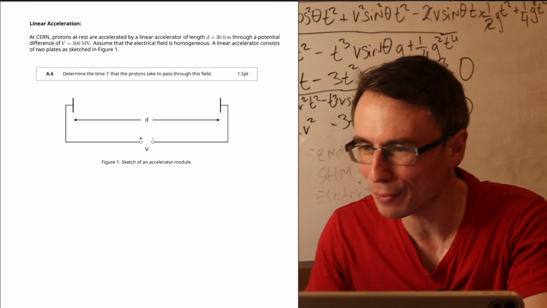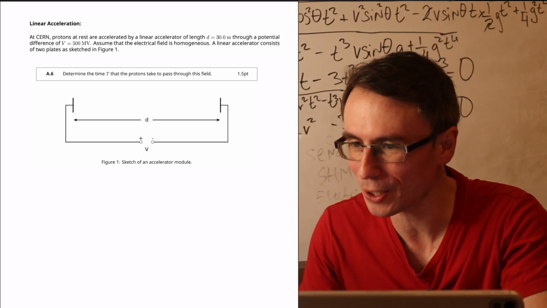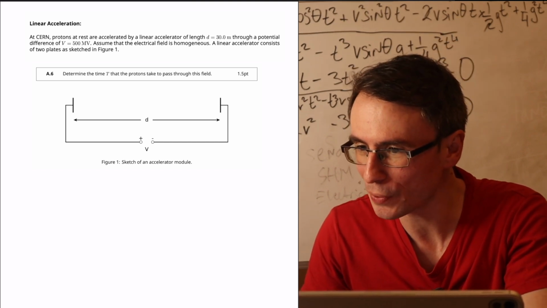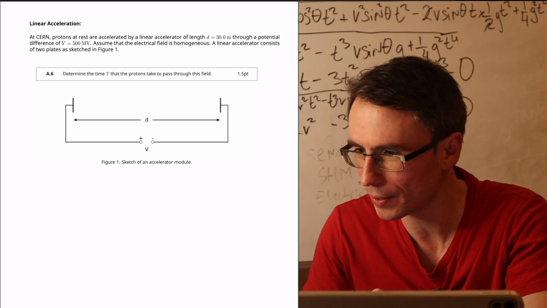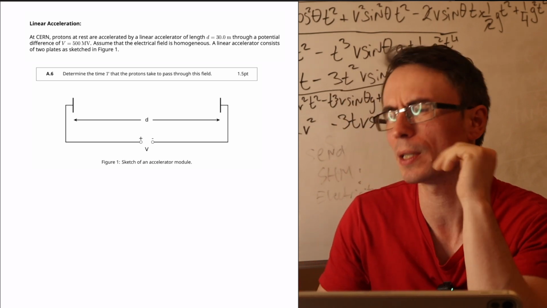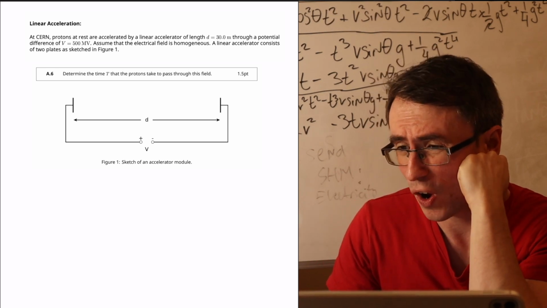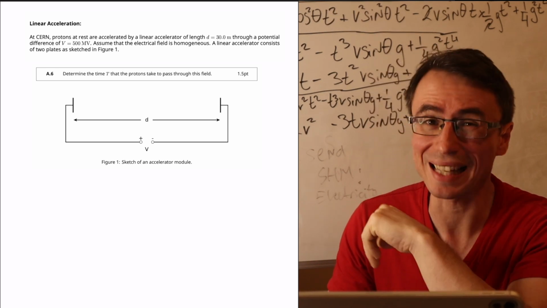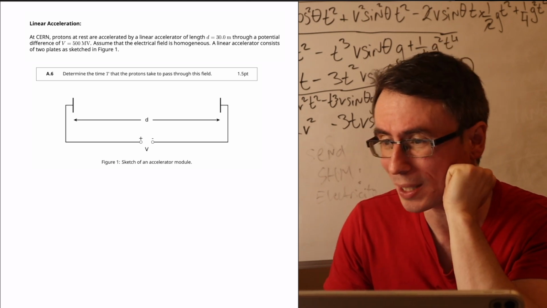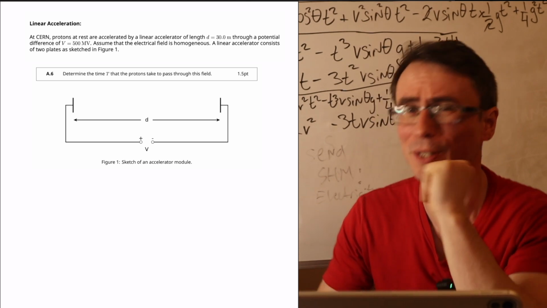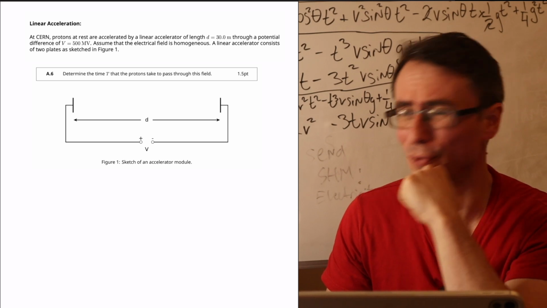Okay, A5, which is the final part of the first section. So at CERN, protons at rest are accelerated by a linear accelerator of length d equal to 30 meters. So imagine that's the initial acceleration of the protons. 500 million volts, that's a lot of voltage. Assume that the electrical field is homogeneous. Hooray, we can use E is equal to V over d.